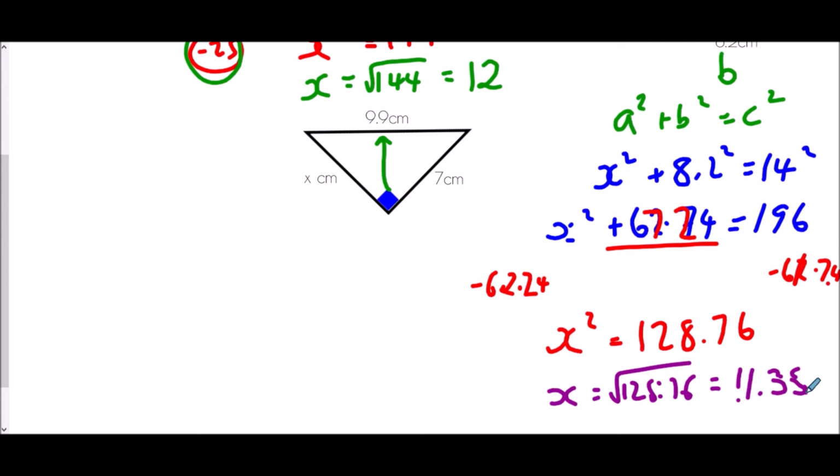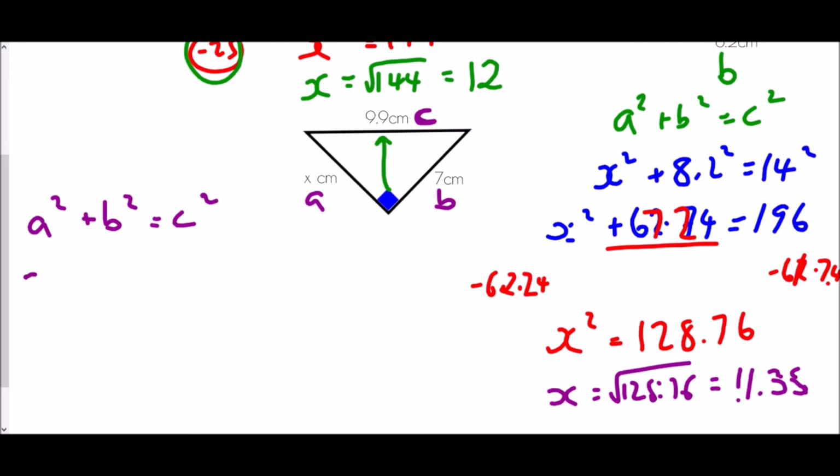And so our final question, again, the orientation of the shape is quite strange. We've flipped it, but it really doesn't matter. Again, it's all just about the labelling of the shape. So the side which is opposite the right angle must be C, and then A and B, it actually doesn't really matter which way we put them. And so, once again, A squared plus B squared equals C squared.